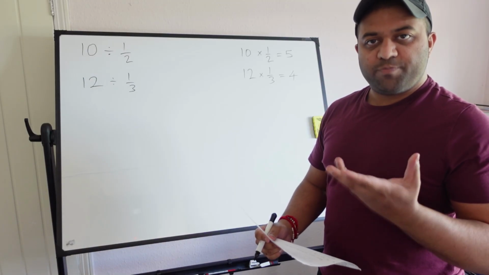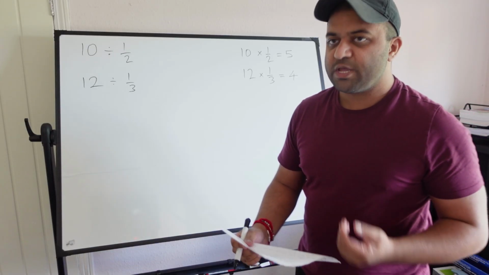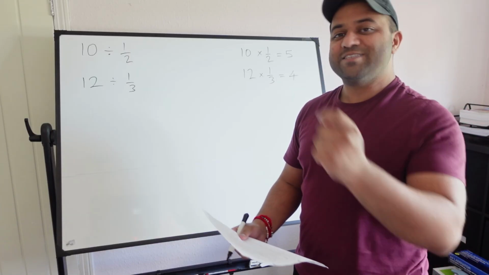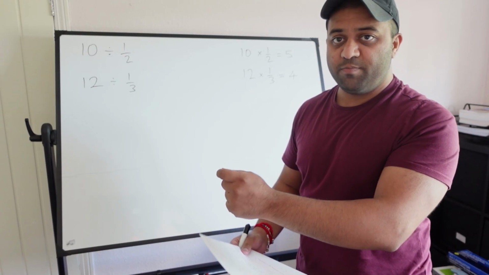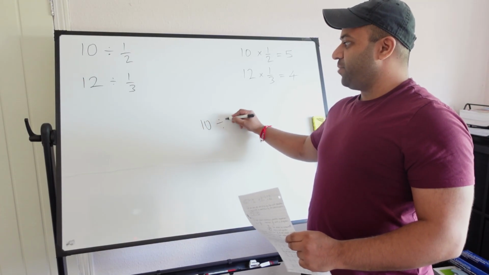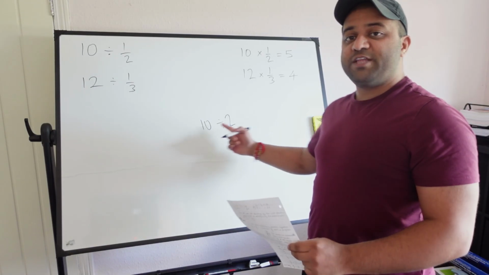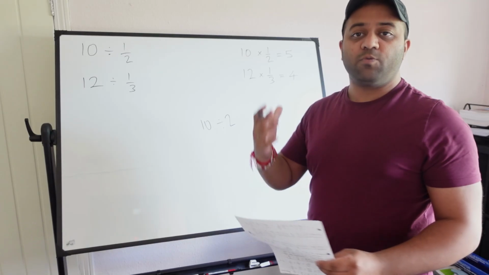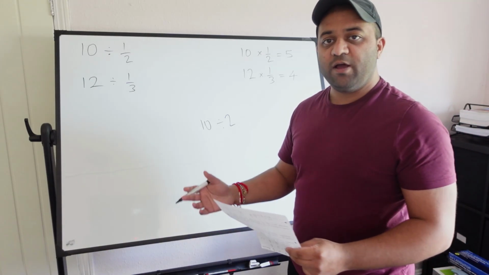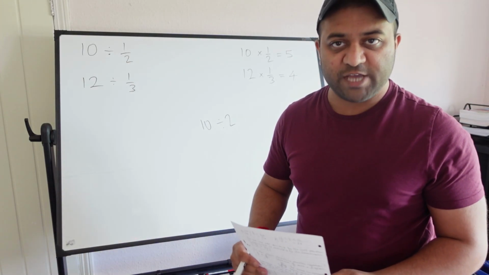So before we do the picture, let's define what division actually means. Division is how many times does the second number go into the first number. So when we do a division like 10 divided by 2, we're asking how many times does the number 2 fit into the number 10? And then we can show that as the number 5. Well, let's do something similar and see how many times the number 1/2 can fit into the number 10.